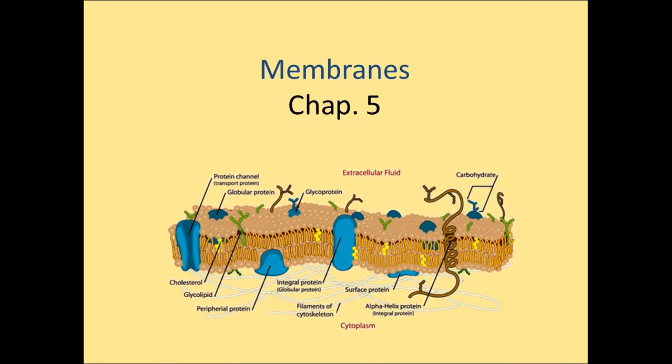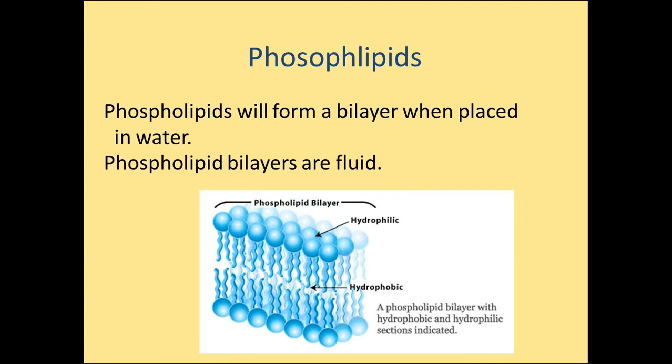This is Chapter 5, Membranes. In this chapter we will be looking at the structure and function of cellular membranes. Cellular membranes are created through a long series of molecules called phospholipids.